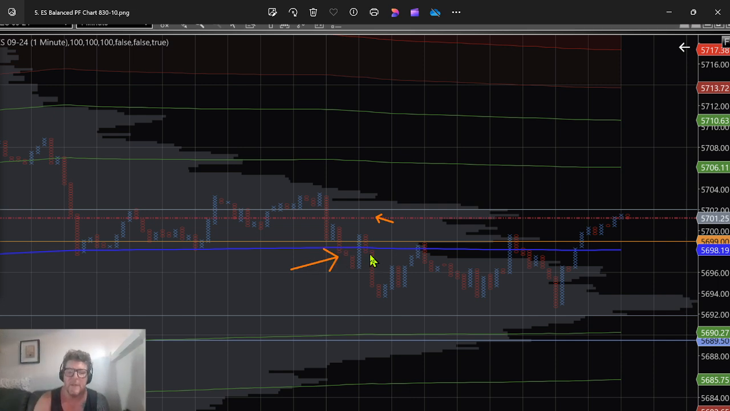So that's where I'm... Where's the VPOC being calculated from? Is there more that we're not seeing? Oh yeah, I wanted to mention that too.